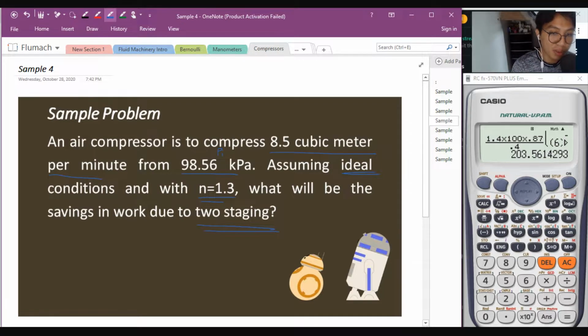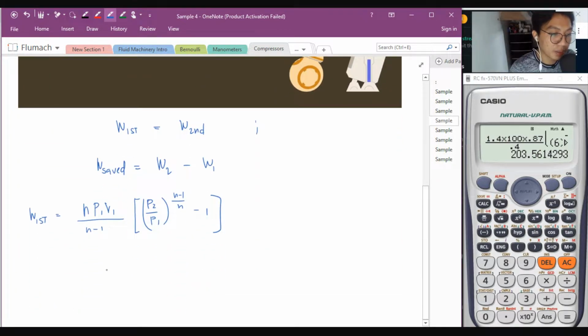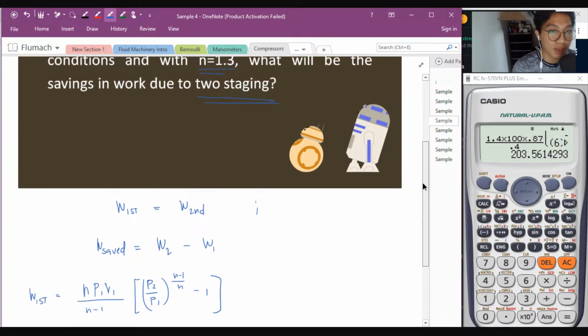Air compressor is to compress 8.5 cubic meters per minute from 98.56 to 985.6 kPa. Yan yung kulang dyan. Yeah. Now, kunin natin yun sa first stage. That is, ang N niya is 1.3.